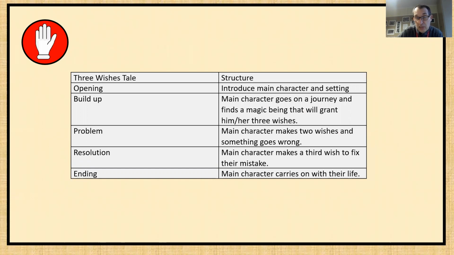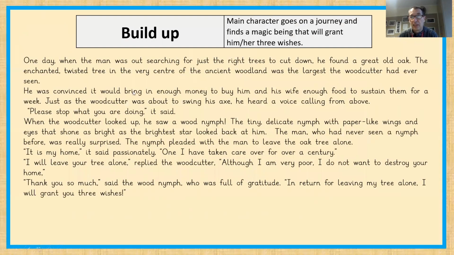So hopefully on Friday or earlier today, you have written the opening to your story where your main character and your setting are introduced. So today we move on to part 2 of the story, the build-up phase. And in the build-up, the main character, so in our story, the woodcutter, goes on a journey. He goes into the wood. He finds a magic being. In our story, he finds a nymph. And that magic being grants him 3 wishes. So let's have a look at the part of the story we're talking about. Okay, it's quite a long part of the story, so I'll read it through. You follow it, and then have a go at reading it yourself.